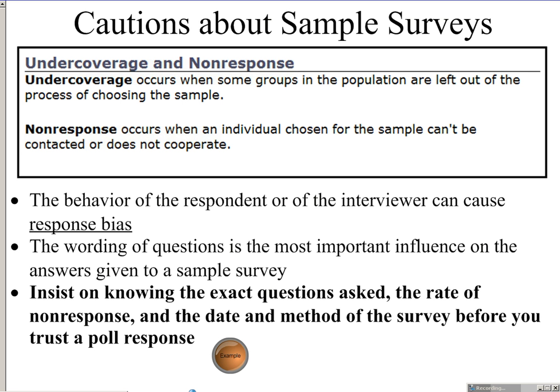You should insist on knowing the exact questions asked, the rate of non-response, and the date and method of the survey before you trust a poll response. The nice thing nowadays about having the internet is you can always find where the data is coming from, how the questions were answered, how they got their sample, what's the makeup of the sample, because all the data is listed on the internet. Before, if you were just looking at a newspaper, you couldn't click on something and get all that information, so you wouldn't always know the answer to these questions.